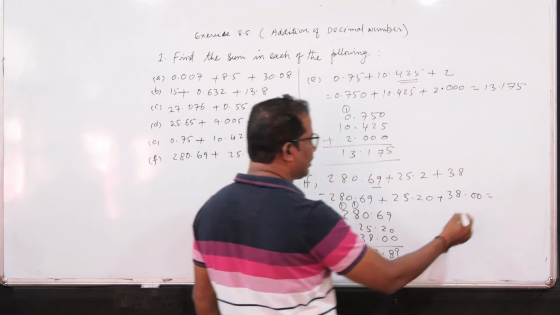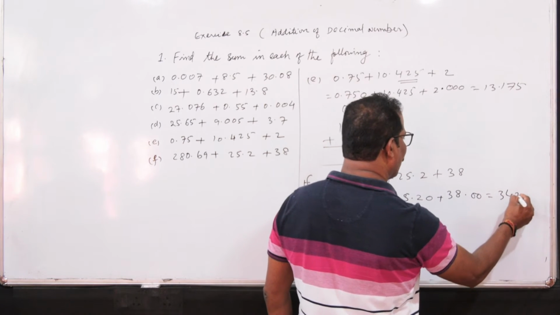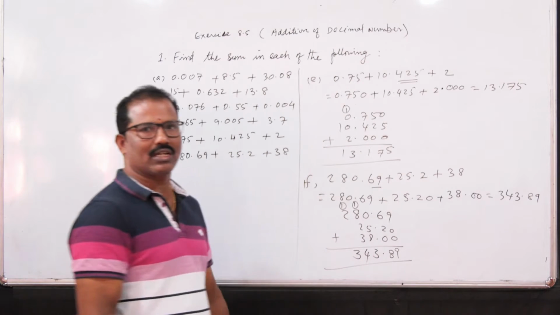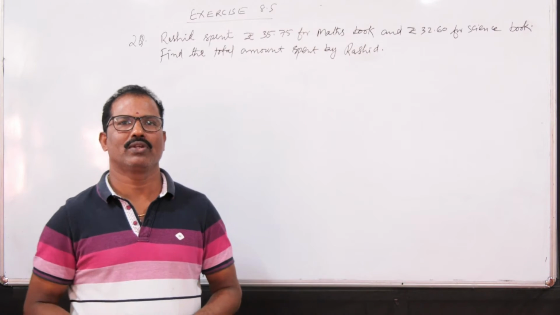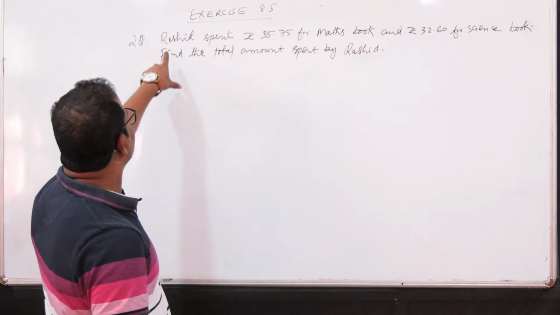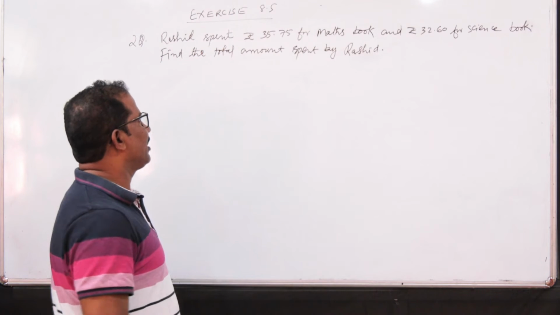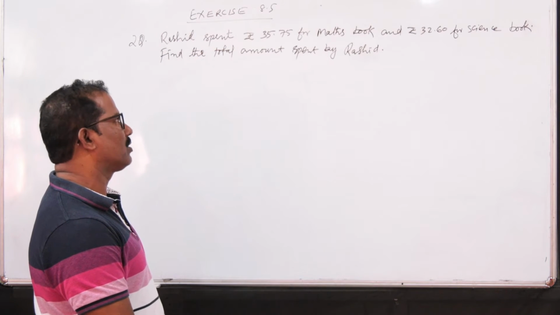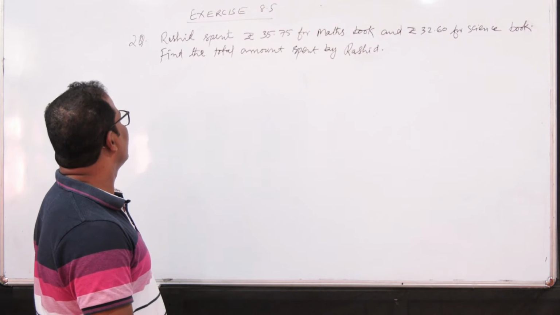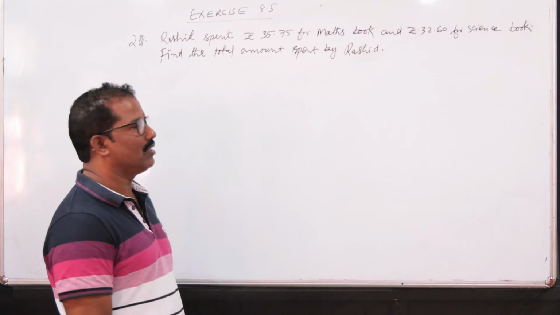So the sum we can write here, 343.89 only. Understand these questions? Students, now we are going to see the second question of this exercise. That is, see, Rashid spent rupees 35.75 for a maths book and rupees 32.60 for a science book. Find the total amount spent by Rashid.